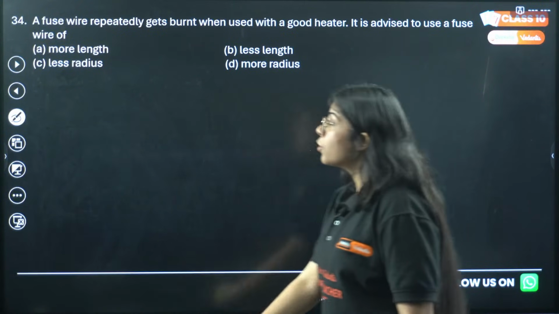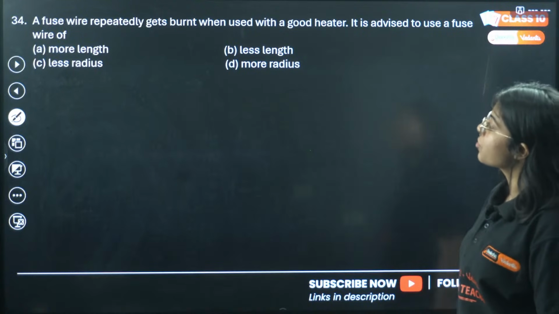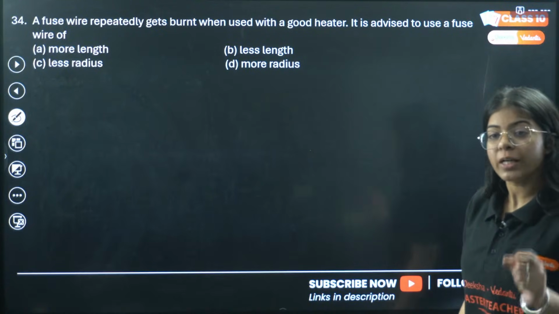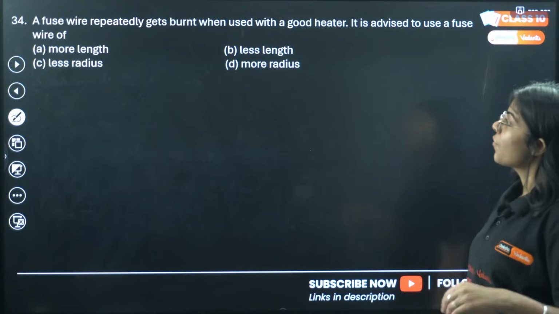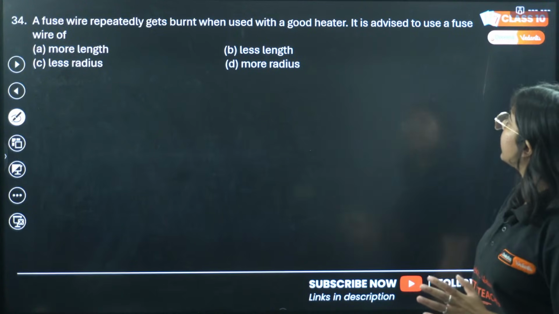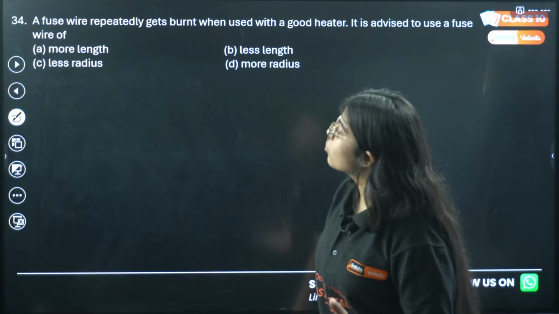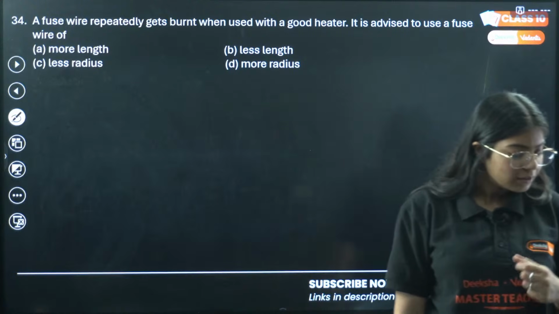34. A fuse wire repeatedly gets burnt when used with a good heater. There is a fuse wire which gets burnt when used with a good heater. It is advised to use a wire of more length, less length.